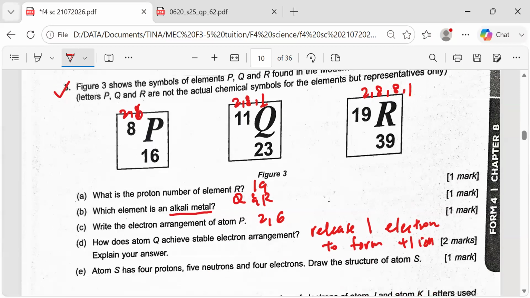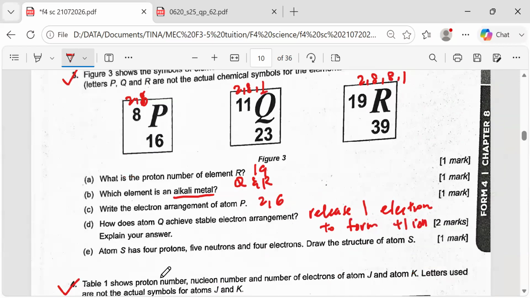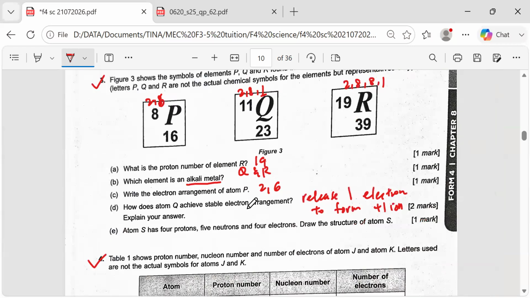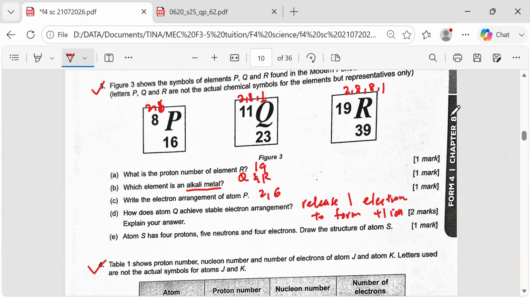Get it? Atom S has 4 protons, 5 neutrons and 4 electrons. Draw the structure of atom S. So S has 4 protons. 1, 2, 3, 4, and electrons 2, 2. Okay, got it.